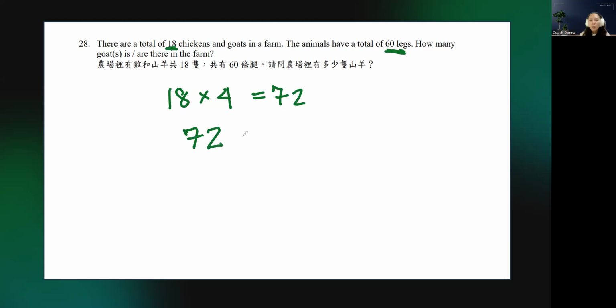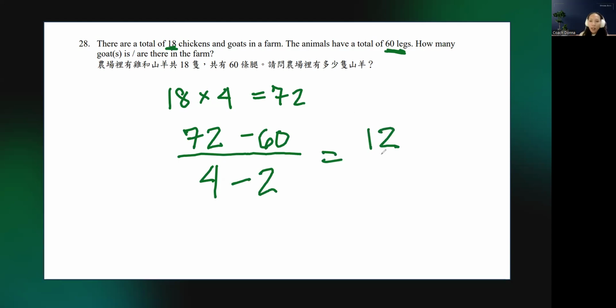So the 72 minus 60 legs, and divide that by the difference of legs. So a goat has 4 legs, a chicken has 2 legs. 72 minus 60, that's 12. Divided by 4 minus 2, the difference between their legs, that's 2. So this is the excess legs, right? So the excess legs is 12. So divide it by 2, or divided by the difference of the goat and the chicken's legs, that would be 12 divided by 2 is 6.